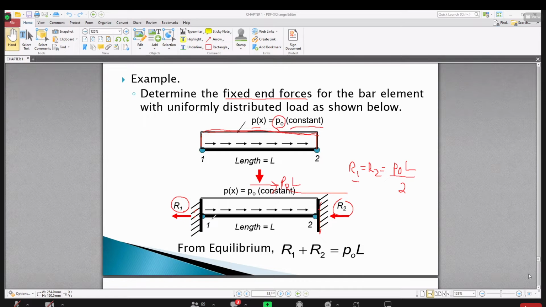From the equilibrium here, R1 plus R2 is equal to P sub O L, di ba? R1 plus R2 is equal to the same, so that's why R1 is equal to P sub O L over 2. But that was solved using the obvious approach. Assuming the load is not constant, how are you going to approach that? Here you can easily check this because this is a constant.